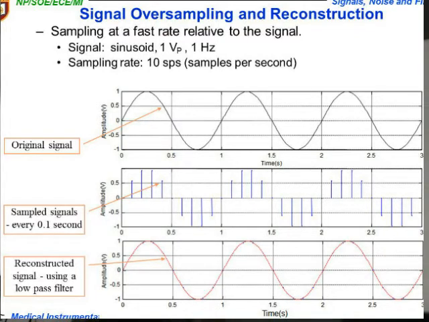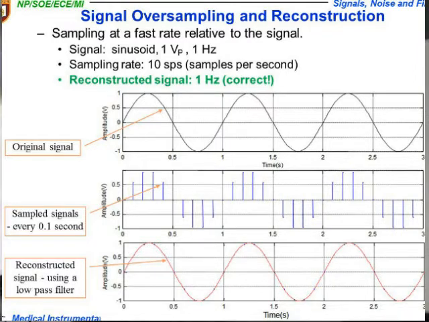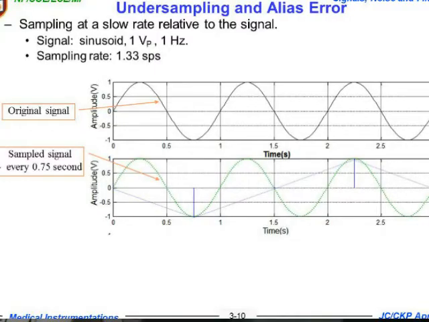Now of course when you reconstruct it, your signal is 1 hertz, which is correct, because you started out with 1 hertz, you should get back 1 hertz. Okay. Now when we do undersampling, that means we are sampling the waveform too slow. What happens when we sample it too slowly? Let's take a look again.